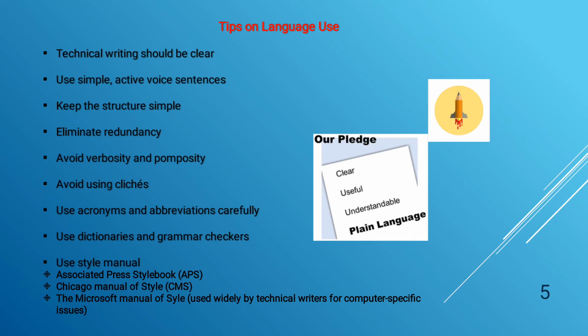The next tip says avoid the obvious in technical writing. The author should understand the audience's technical level and write accordingly. That's all about it.